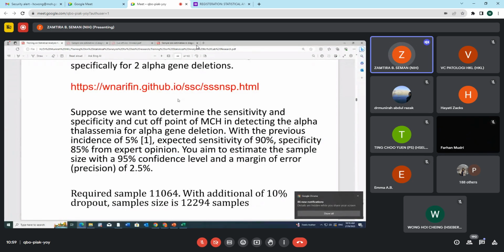But from Wan Arifin's calculator, this is where we enter the expected sensitivity and expected specificity. Okay. And here, margin of error, I put 2.5. Again, this one needs to be less than 5%, less than half of this one. Once this one is less than 10. If it is more than 10, it can be up to 5 to 7%. But usually if less than 10, we use 2.5.